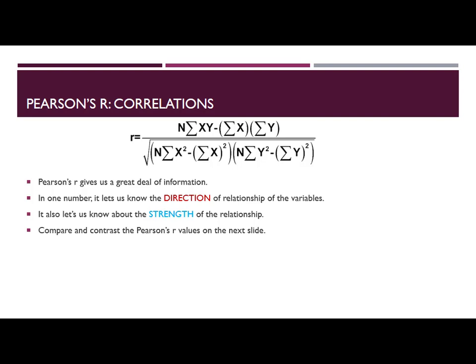It also allows us to have a calculated value to compare against a critical value, which again, we'll walk through. We're just going to take a little stroll. It's not going to be too hard. We compare and contrast the Pearson's R values, calculated and critical, and find whether or not we will, of course, because it's inferential, reject or accept the null hypothesis.